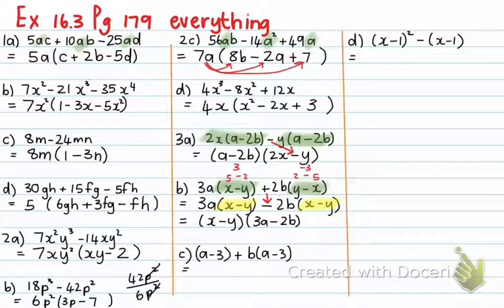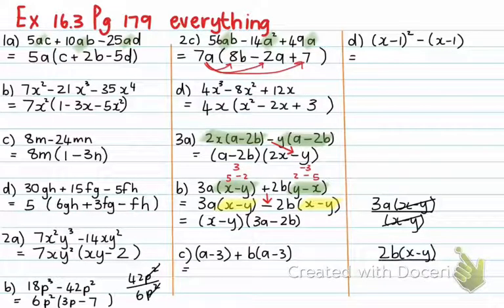Okay, let me show you how I got that. I took the first term, which is 3a(x minus y), and I divided it by a common factor, which is x minus y. So the brackets cancelled out, and then there was only the 3a left. Okay, the same with the second term. It was 2b(x minus y), and I divided by a common factor. So the brackets cancelled out, and there's only the 2b left.